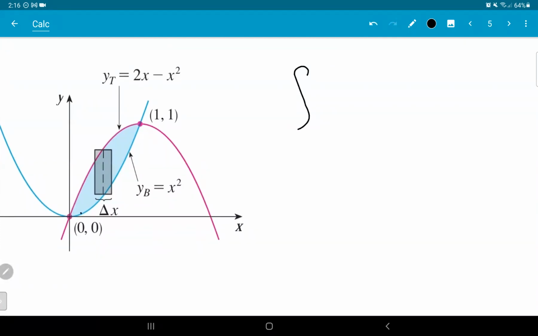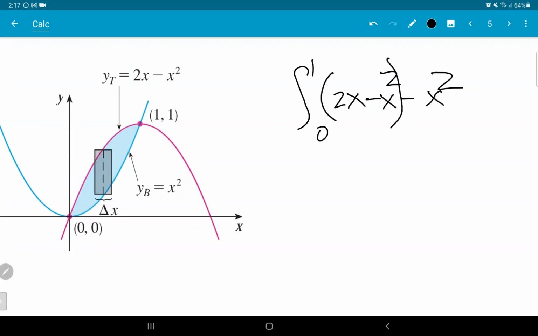You look at the x coordinates, of course. So we're integrating with respect to x, so you will have to use the x coordinate. So x goes from 0 to 1 for this region. So those will be your lower and upper limits of integration. And then higher curve minus lower curve gives us 2x minus x squared minus x squared.